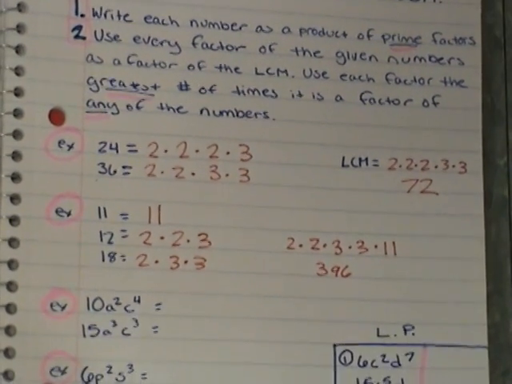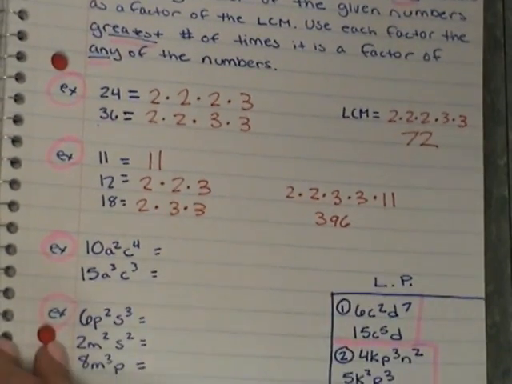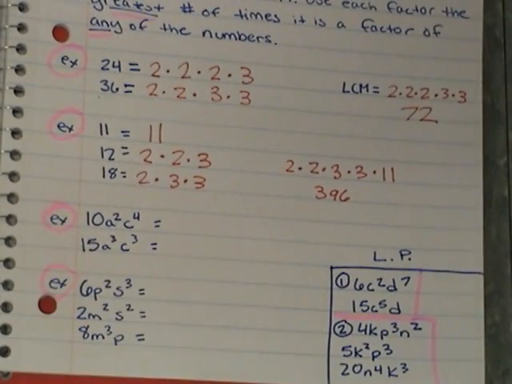Alright, now we're going to try this one. Okay, and it's a little bit harder. So we have 10 a to the second, c to the fourth, and then we have 15 a to the third and c to the third. So what we have to do is break up the numbers and the letters.